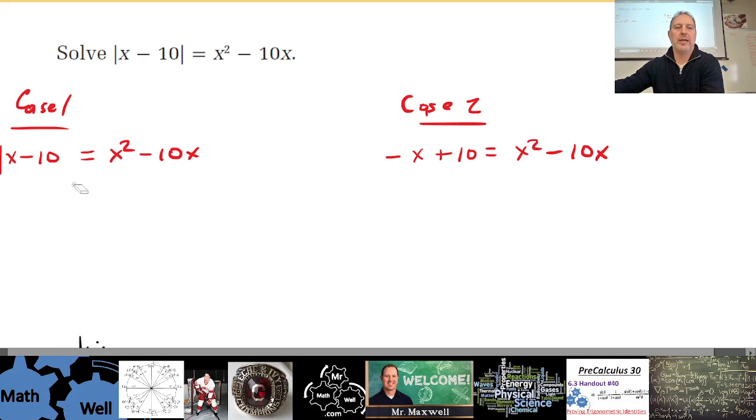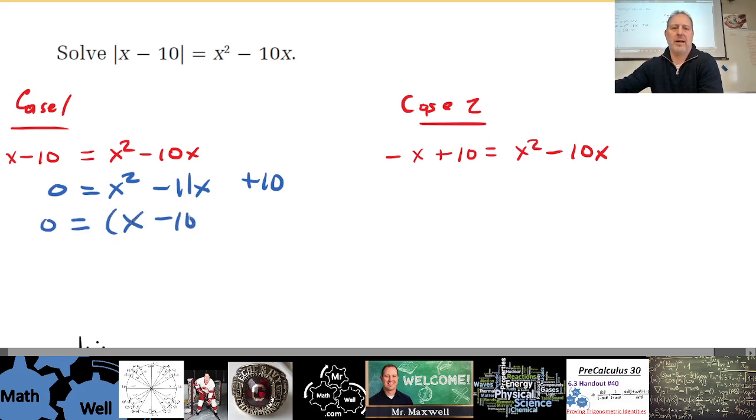Okay, so in case one, it looks like a quadratic, so let's get everything over to one side. I'm going to try and keep that squared term positive. We're going to subtract an x. This is minus 11x. Add 10. Now, if you look at that, does it look like you could factor this by sight? How about x minus 10, x minus 1? Does that multiply to positive 10 and add to negative 11? It does.